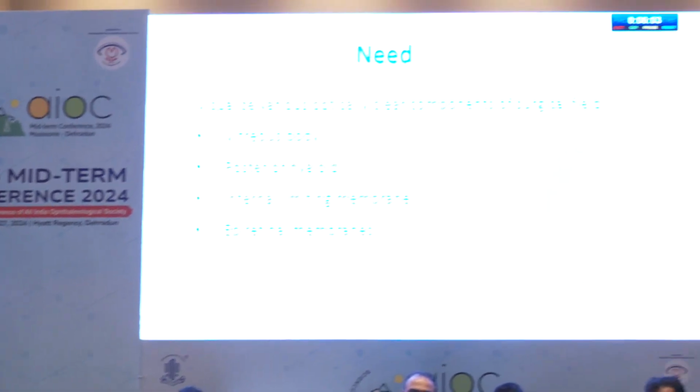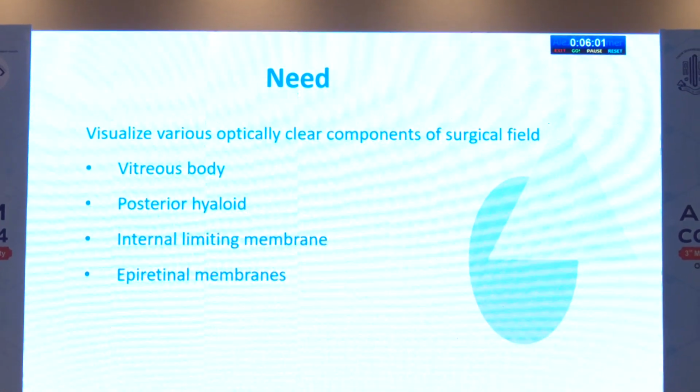At the vitreoretinal interface, as we all know, PVD has a very important role in the management of VMTs, macular hole, RD surgeries and diabetic retinopathies. So relief of these tractions is a very important part of any VR surgery. So why do we need dyes? Because most of the tissues we deal with are optically clear, so we need to visualize them before we remove them. Basically these are the vitreous body, posterior hyaloid, ILM and the ERMs.